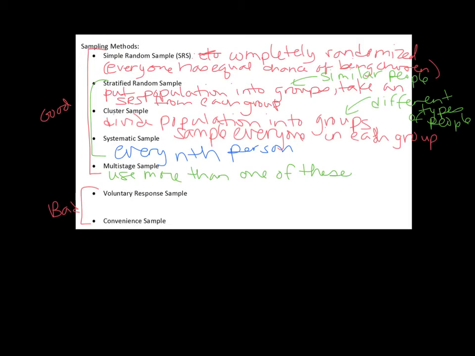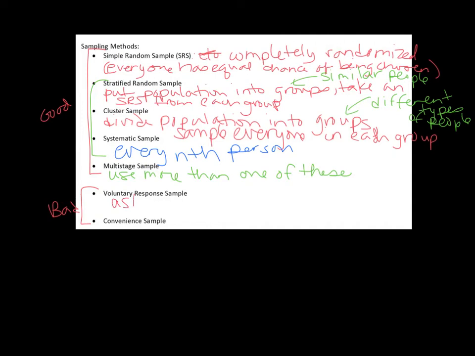The next two things are our bad types of samples. The first one is a voluntary response sample. Actually, if you go on any news website where they ask you to take a poll or something, that's a voluntary response sample. So that's when you have a survey that asks for volunteers. Or it can be just any other type of sample, like if you're doing an experiment, you ask for volunteers.